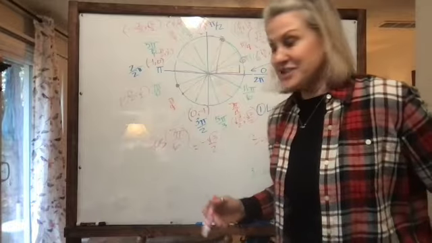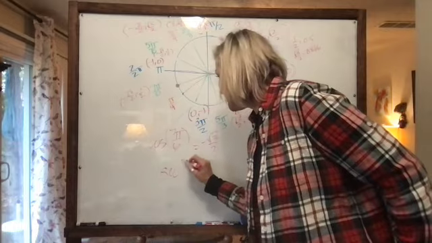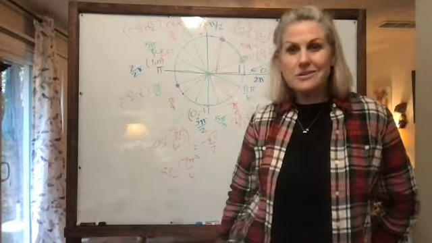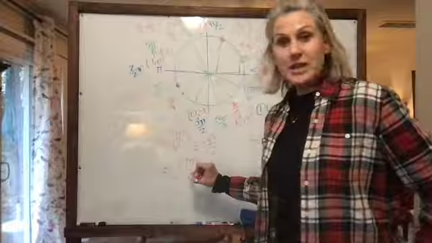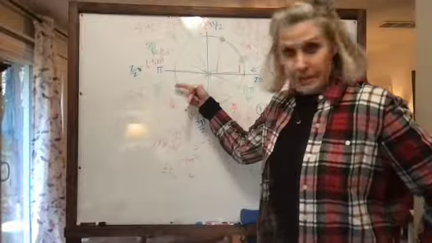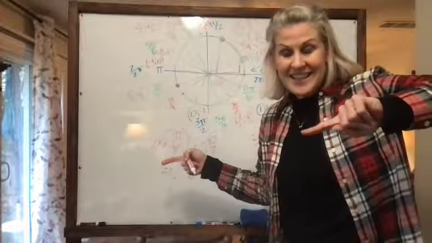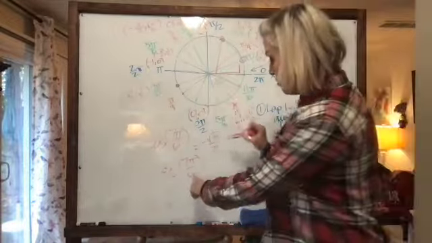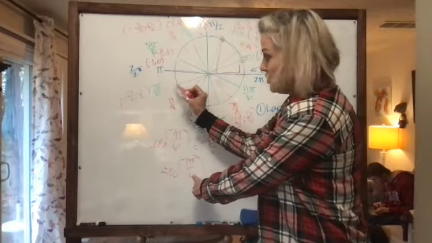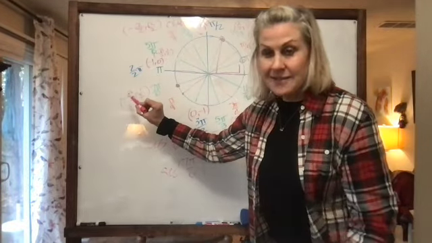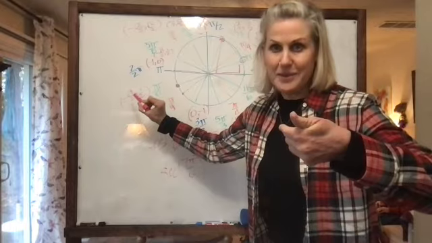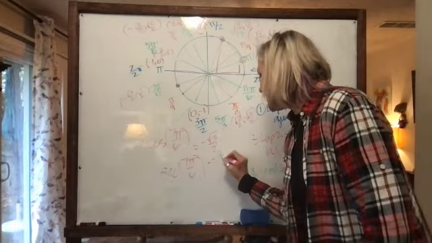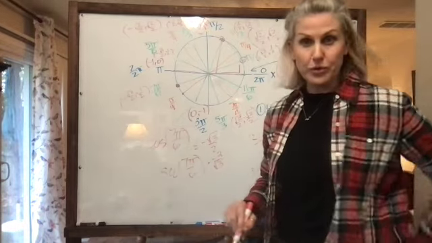And if it asked for the secant of 7 pi over 6, okay, you don't scare me. Same location, but the secant is the inverse of the cosine. So you go to the location, you find the cosine, the x coordinate, and you flip it upside down. The end. So the secant is negative 2 over root 3.